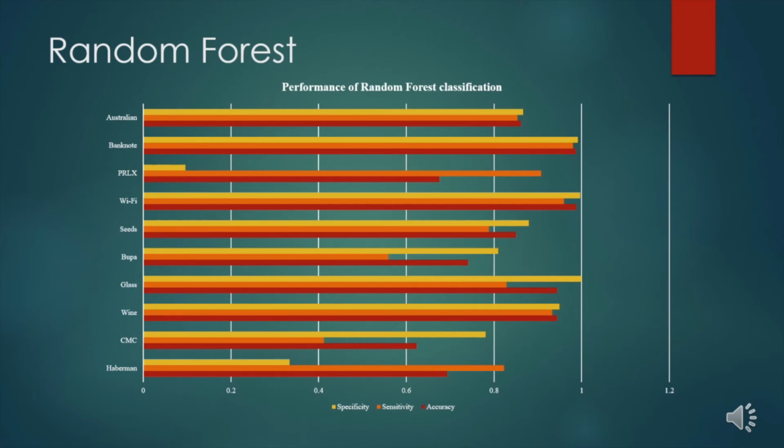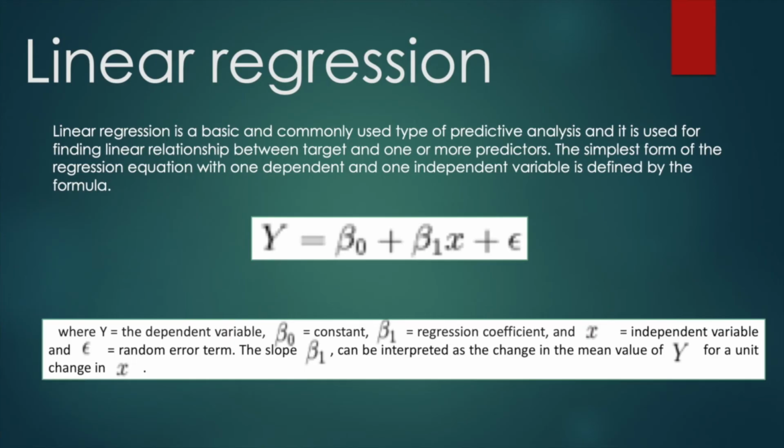The last one is the histogram showing the performance of random forest classification. The average accuracy of random forest classification equals 83.036%. The average sensitivity equals 80.427% and the average specificity equals 77.039%. The next one is linear regression.